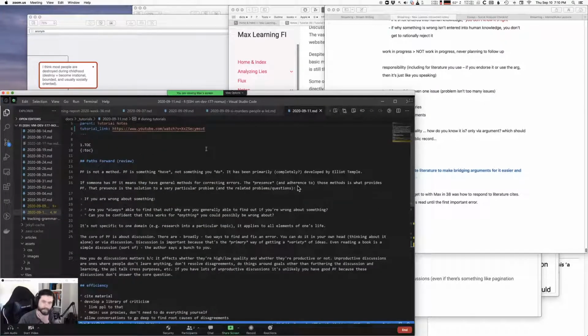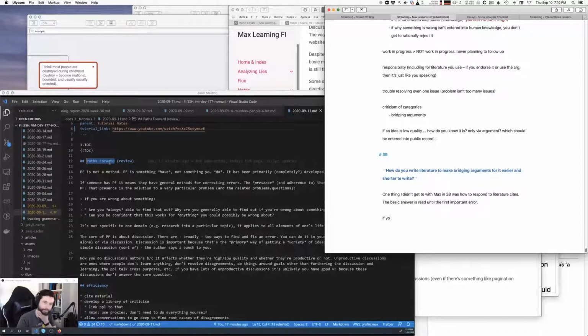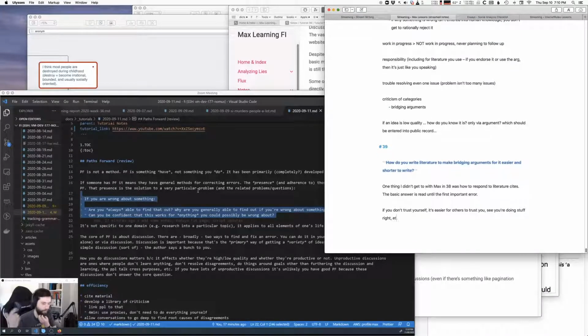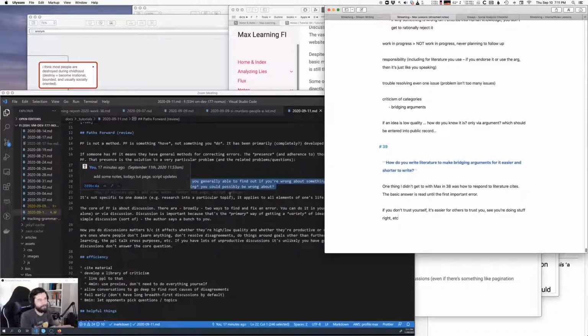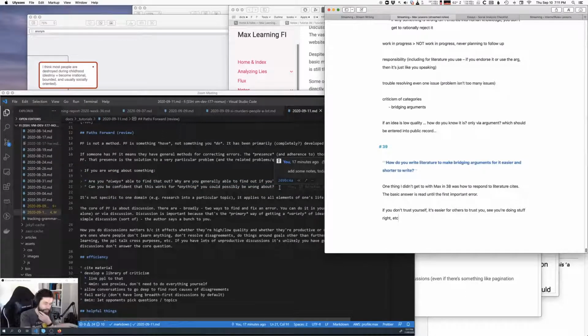Yeah, that makes sense. So I get the feeling that there are two broad parts of paths forward. There's a core element, and that is that this is a problem: if you're wrong, how do you find out why, how are you generally able to find out, and how are you confident that this is going to work for everything? We can answer that with some really broad general ideas. And that starts to overlap with the second part, which is how you actually implement your own paths forward. So there's paths forward as an objective idea, and then there's Elliot's methods for doing paths forward.